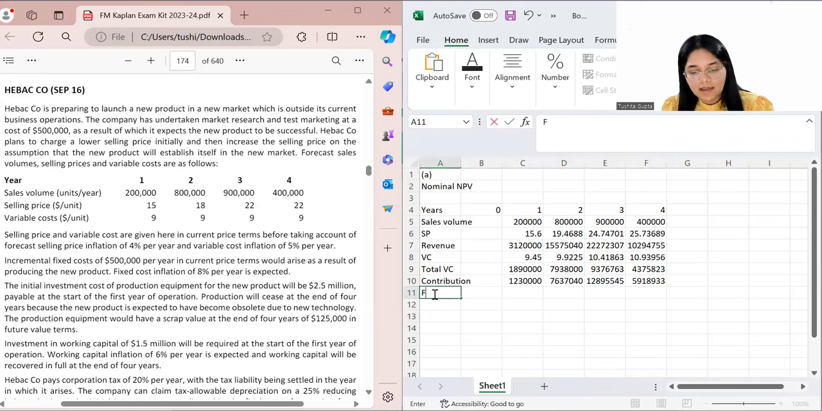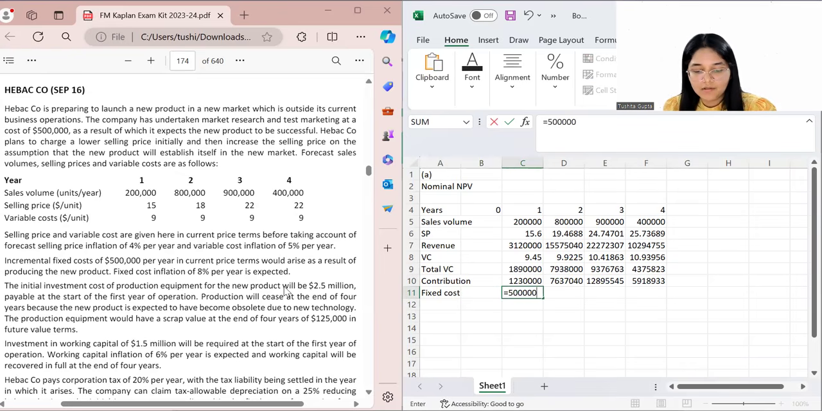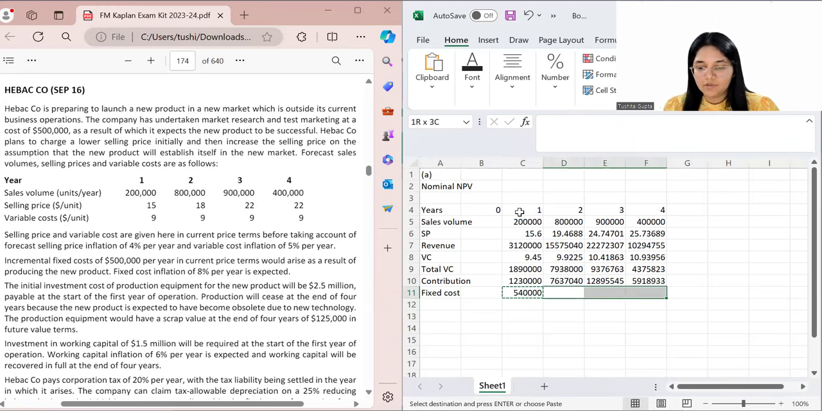Now the next thing that I have to do is subtract the fixed cost out of here. So the fixed cost is given to us in the question, and it is 500,000 in current price terms, and 8% inflation is applicable. So 500,000 multiplied by 1.08, because 8% is the rate of inflation, and raising it to the power of the year. Similarly, you can copy paste this to the remainder of the cells as well. Now, this gives you your fixed cost for all 4 years.